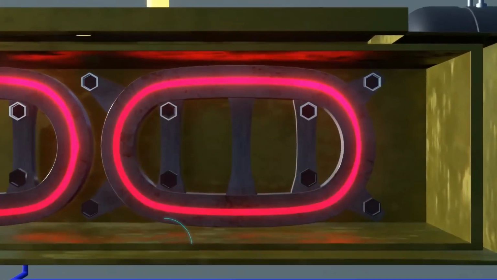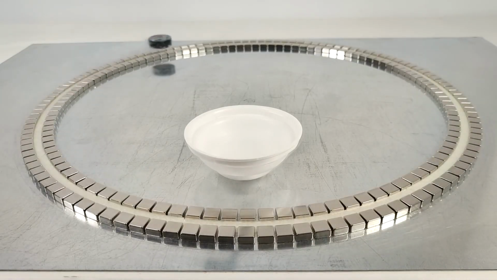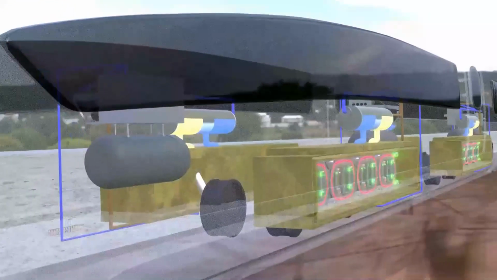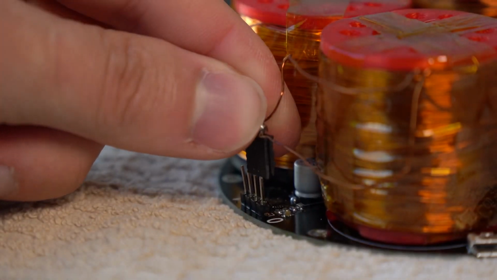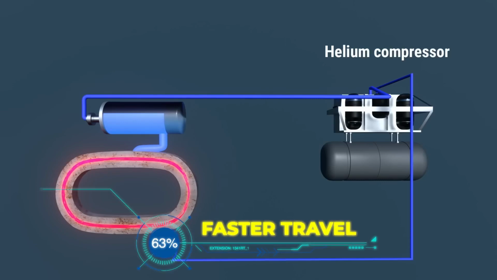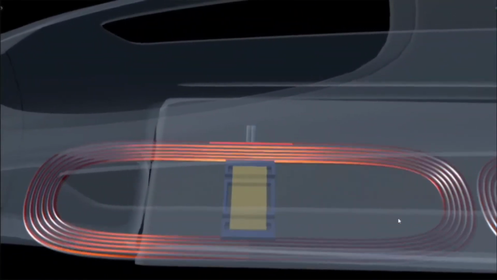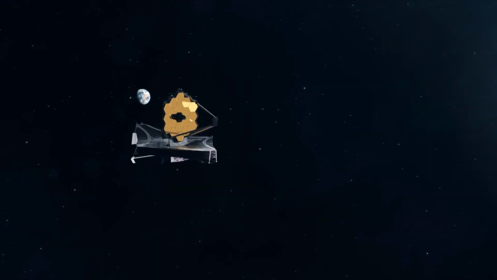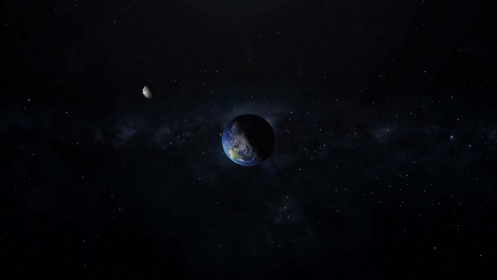The second benefit is increased efficiency. Maglev technology can increase the efficiency of space transportation by reducing the amount of energy needed to launch payloads into space. This could also reduce the environmental impact of space travel by decreasing the amount of waste produced during the launch. The third benefit is faster travel. Maglev propulsion systems could enable faster and more efficient space travel, potentially reducing the time it takes to travel to other planets and explore the universe.